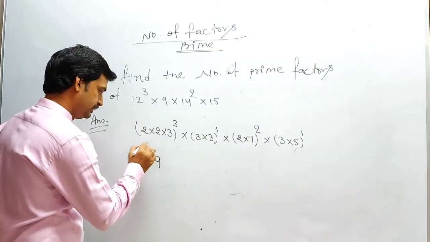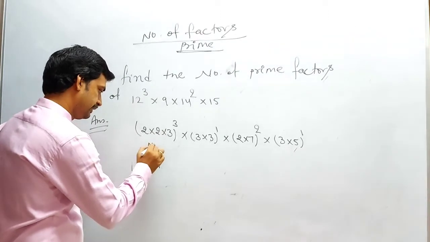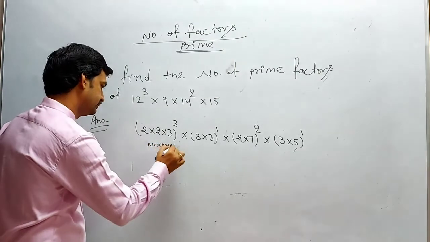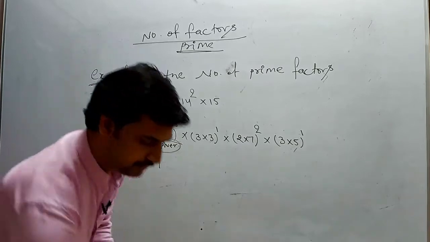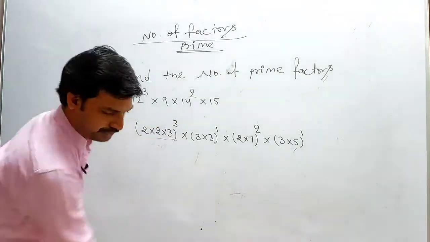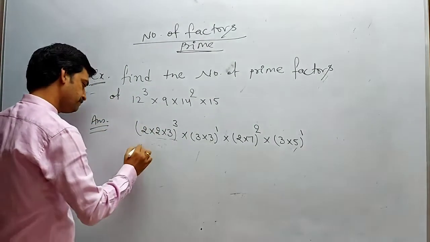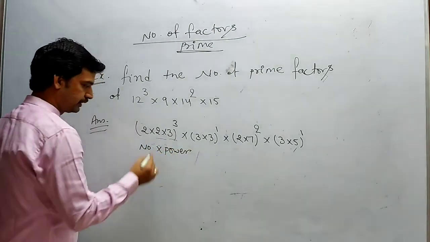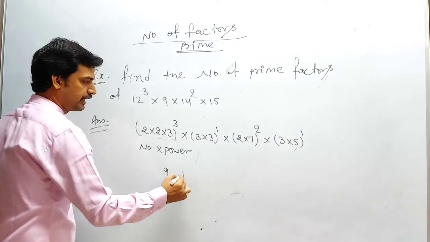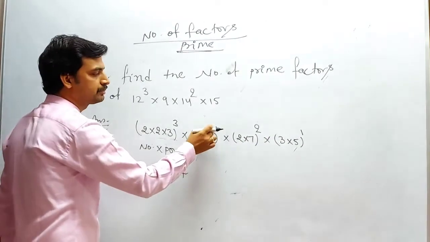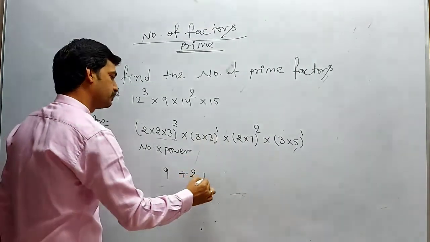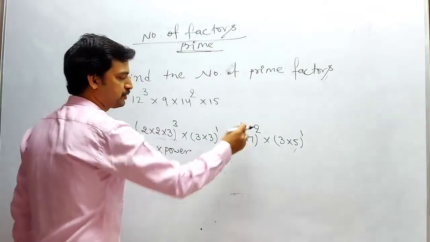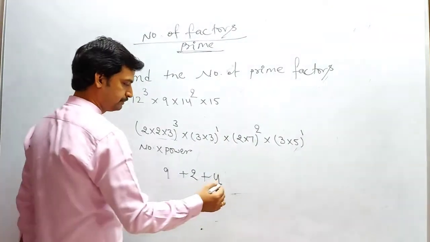This is what? Number into power. I'll write it in larger font. Number into power. That means 3 into 3 is what? 9 plus. How many numbers are there? 2 numbers, but is what? 1. This will give you what? 2. Plus 2 numbers, power is 2. 2 into 2 is 4.